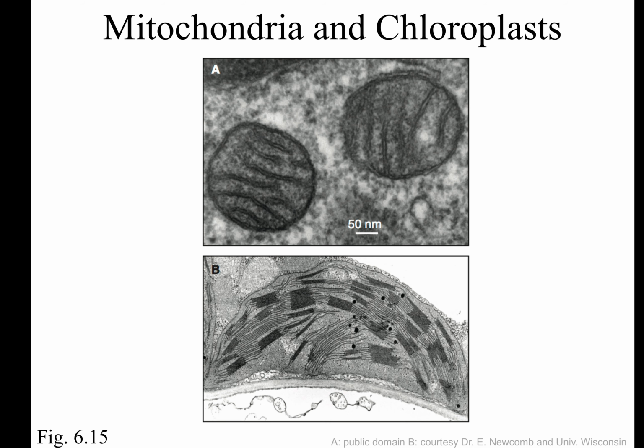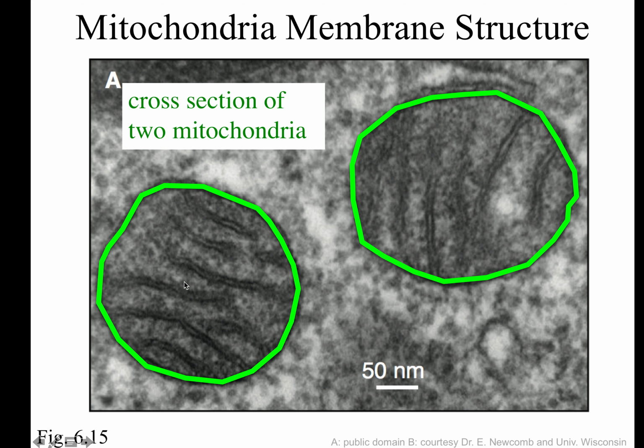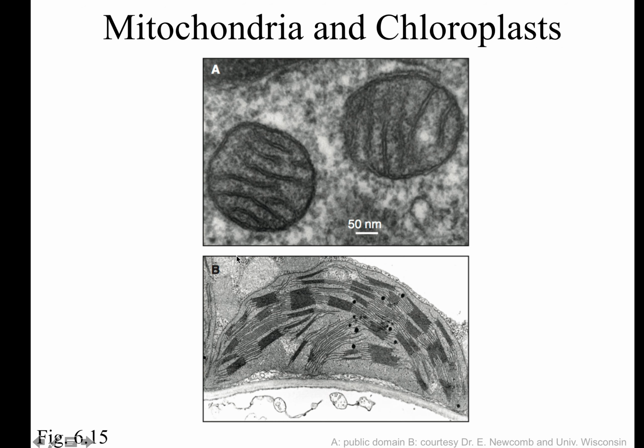So electron micrographs of mitochondria and chloroplasts usually show this sort of thing, where there's a membrane on the outside and then there's membranes on the inside. It's important to tell you guys that in order to see things at this kind of resolution with the electron microscope, what scientists do is they slice through it. So you're not seeing a 3D picture.